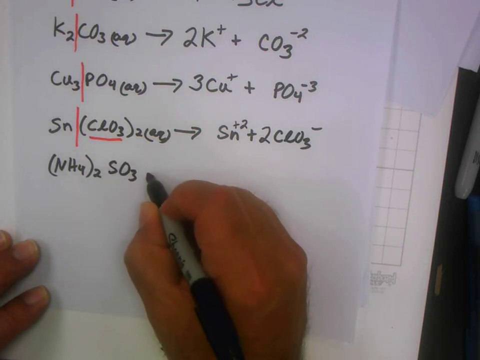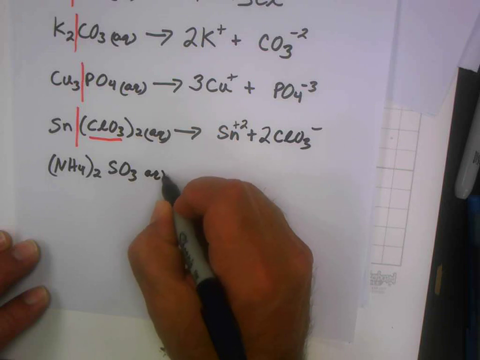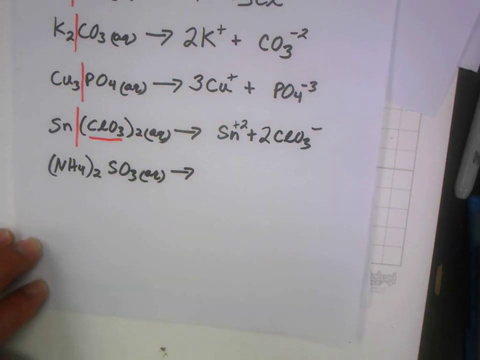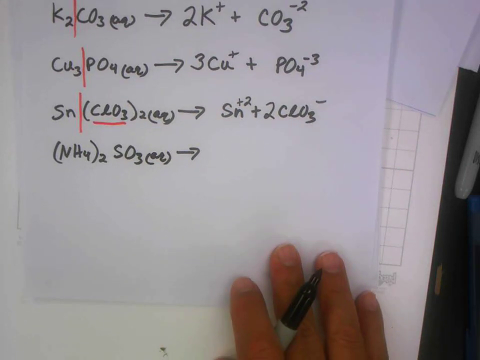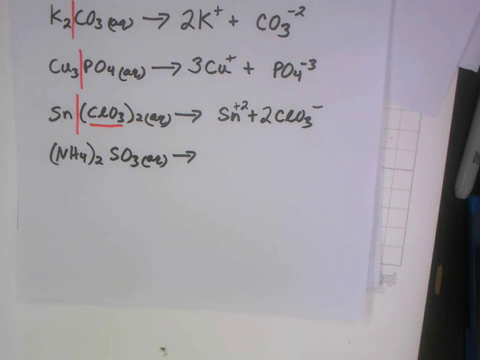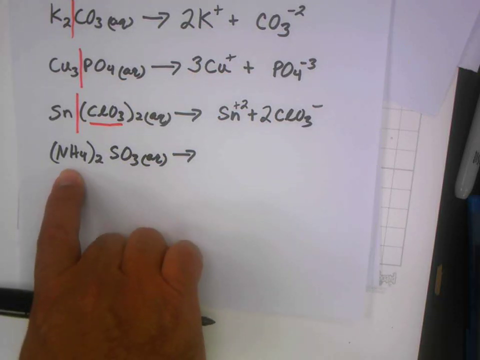(NH4)2SO3. All right. Whoa, how many elements in this thing? 4 different elements. Where do we break up the ions here? Well, once again, it's a giveaway, right? We got parentheses. This time we got parentheses at the beginning of the formula. Why? Because our polyatomic ion now is our ammonium ion.